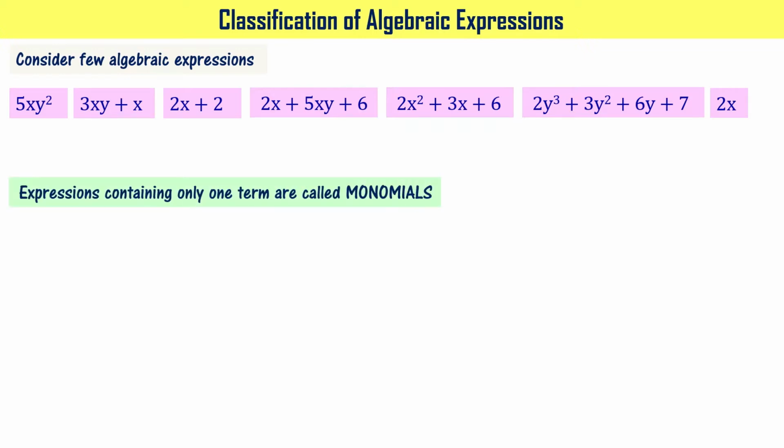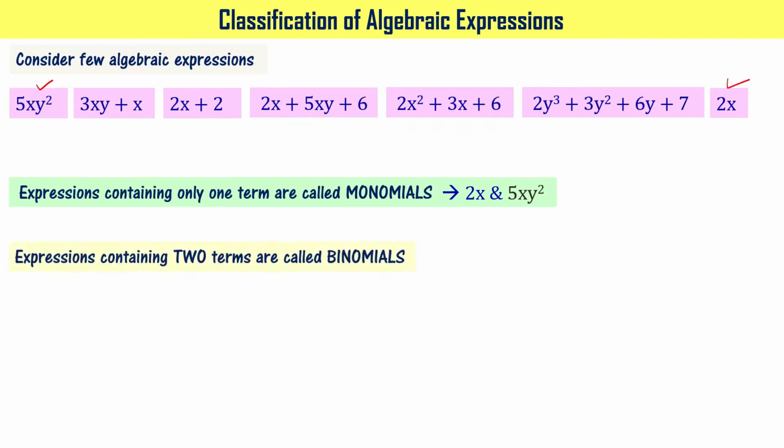The expressions containing only one term are called monomials. This is the definition. Please note this definition. Expressions containing only one term are called monomials. It means 5xy square and 2x, which have only one term, right? So they are called monomials. The expressions containing two terms are called binomials. In the case of 3xy plus x and 2x plus 2, you have two terms only, right? That's why those two are examples of binomials.